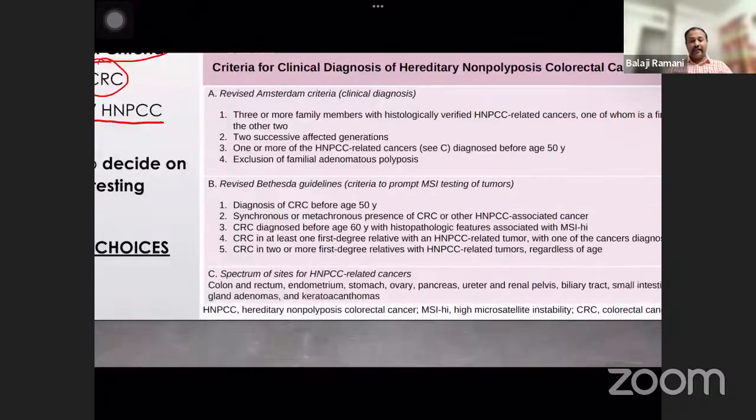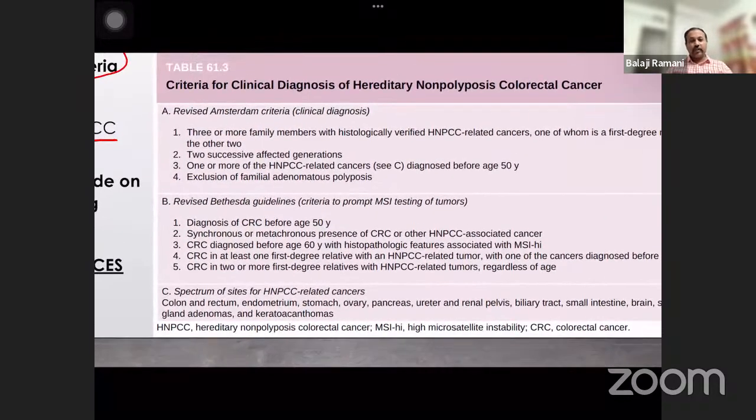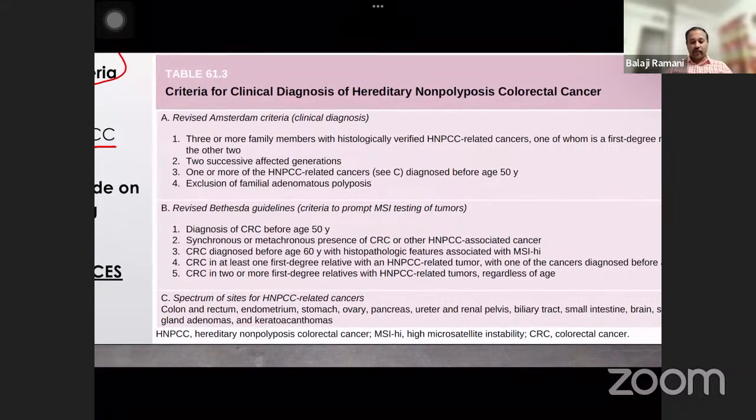So what are the criteria that are going to be there? 3 to 1, that is the thing that we have to remember. 3 is 3 or more family members affected with verified HNPCC related cancer. 1 is a first degree relative of the other two. 2 successive generations have to be affected, and at least 1 should be diagnosed before the age of 50 years, and exclusion of FAP. That's all. It's a very simple criteria. So 3 to 1 is the way I will remember it.